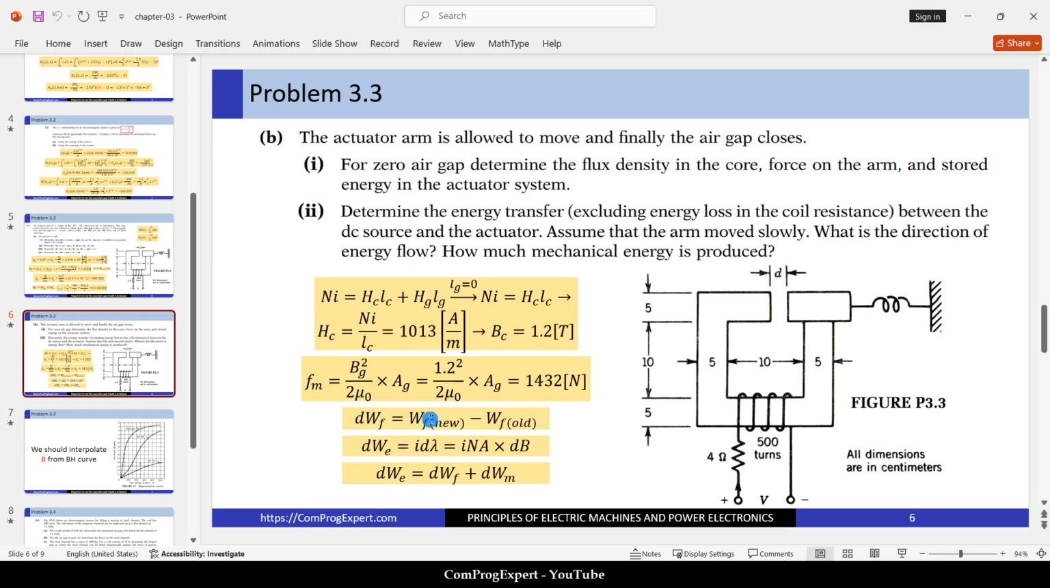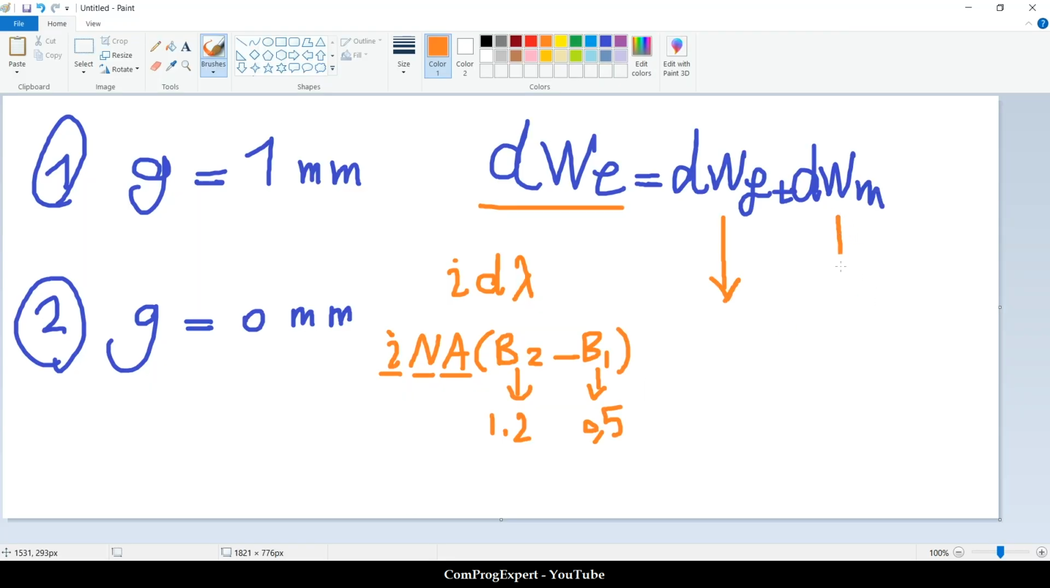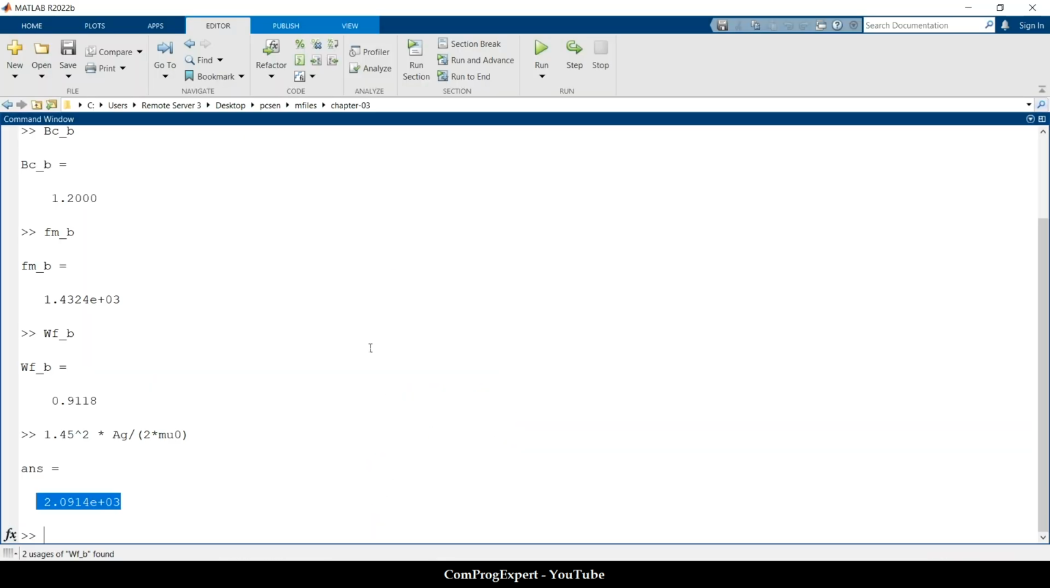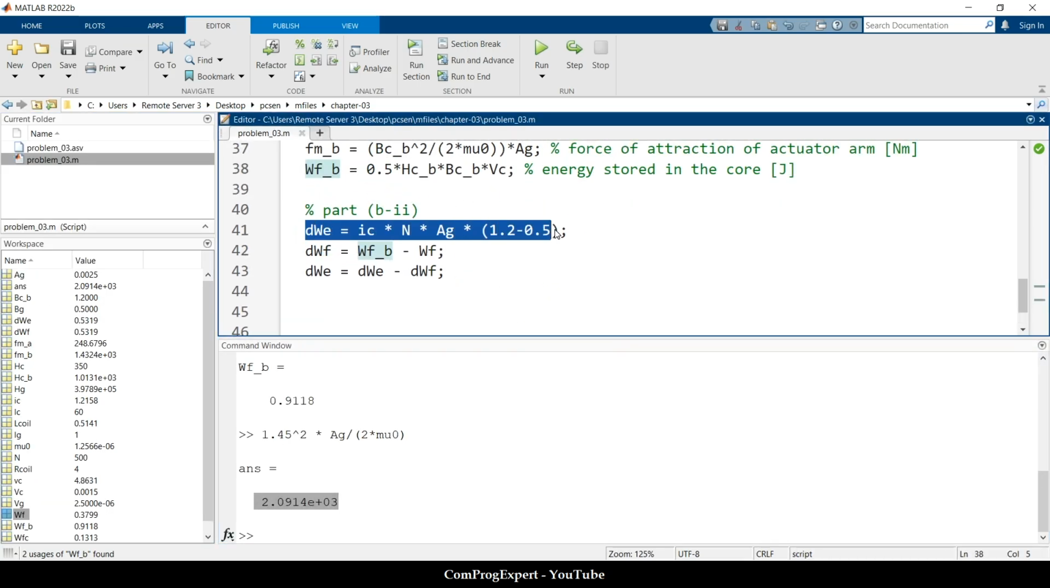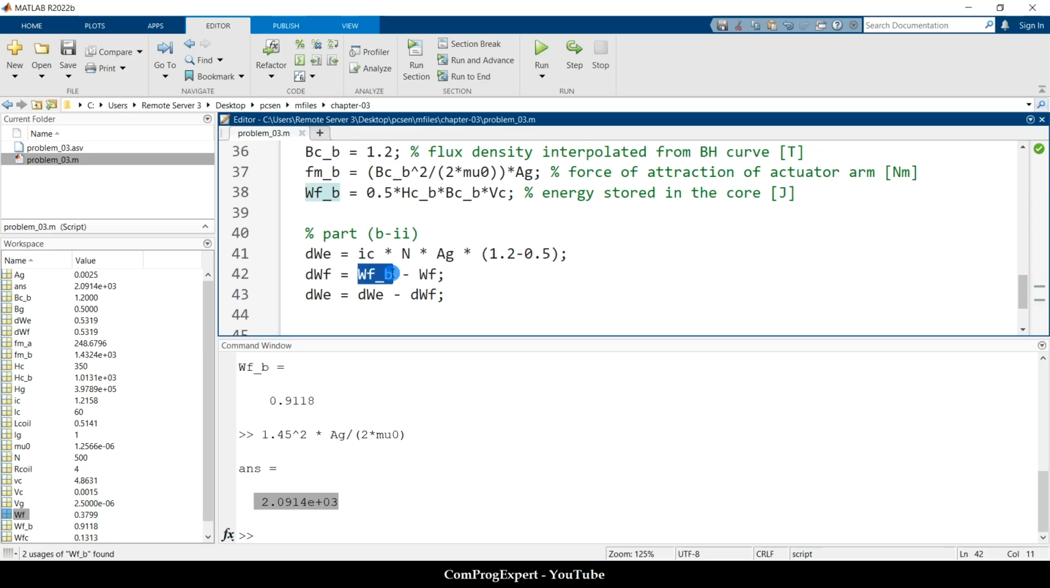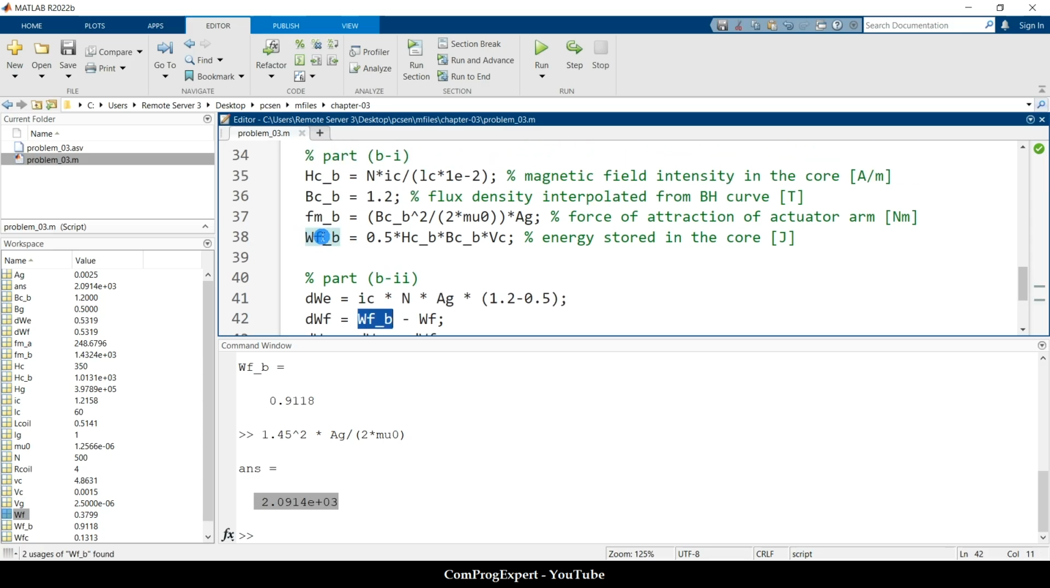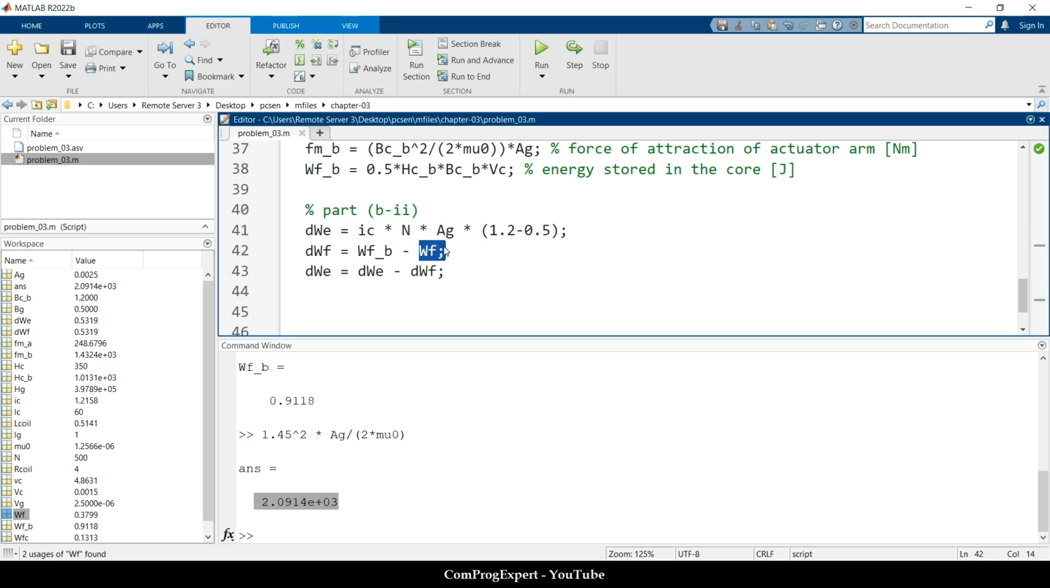Also, we calculated the stored energy in the magnetic field. For both cases, dWf is Wf new minus Wf old. Finally, we can calculate dWm. Here you can see calculations in the M file. This is dWe. This is dWf. Wf calculated for the new case. This is for the old case. When we have the gap, this is dWm, the mechanical.